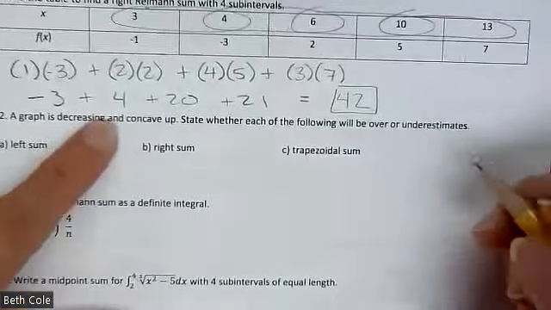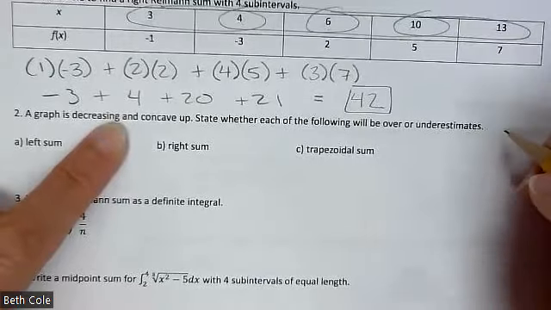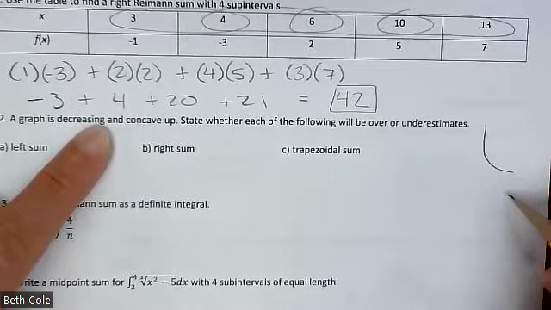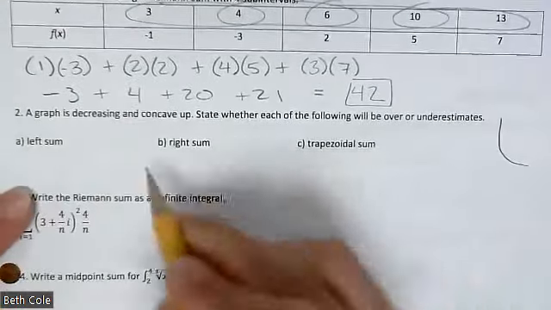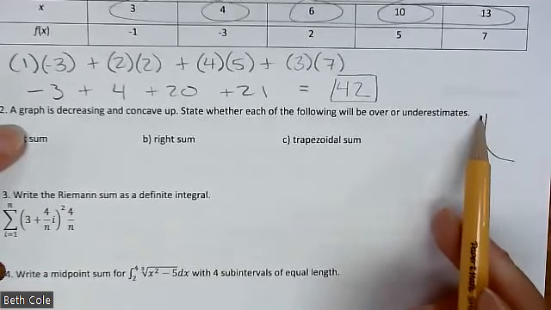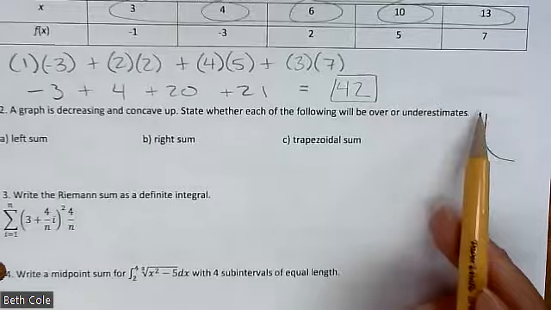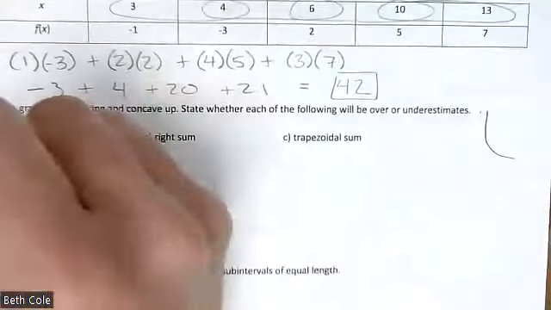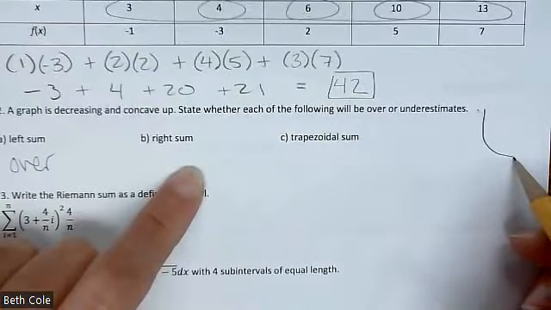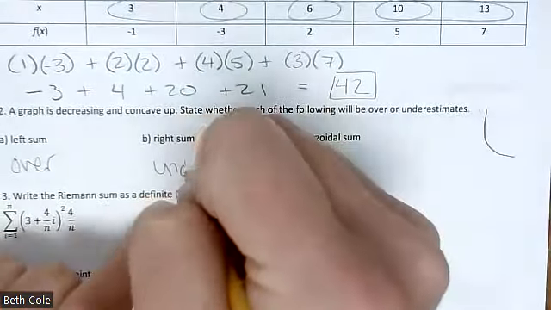All right. A graph is decreasing and concave up. That would look like this. Decreasing but concave up. So we're going to state whether each of these would be over or under. So what do you think about left? If you pull from the left side, over, because you see how the left side is further up? All right, so it's higher up. So over. That means the right sum is under.